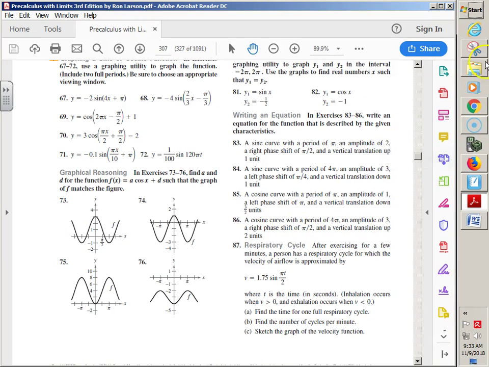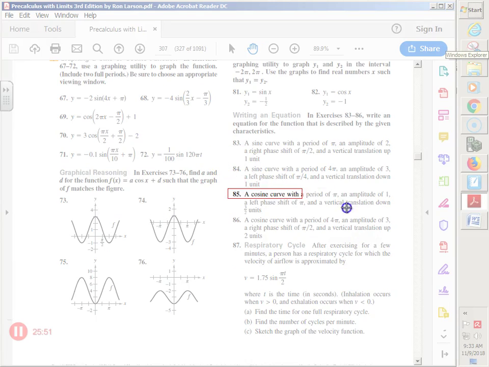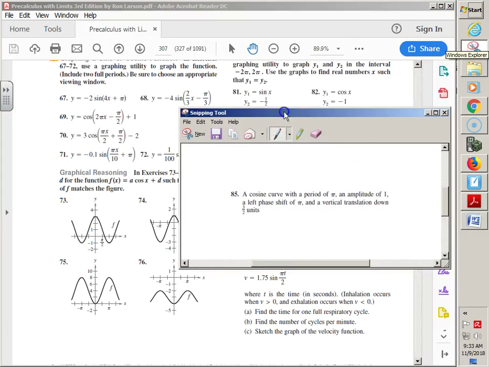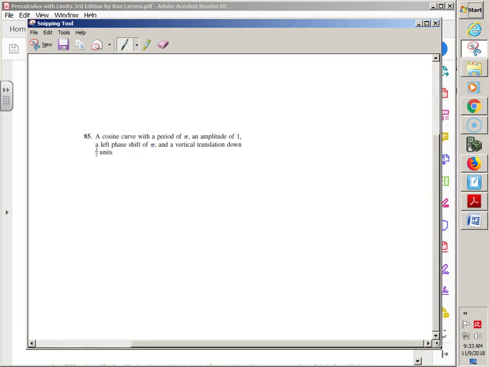Oh, I like the ones like 85 because they give me words. All you gotta do is use the words and plug into the formula. It says cosine. Okay, cool. I'm gonna plug into y equals d plus a. Hey, you guys finish this off. I've been talking all day. What's left?